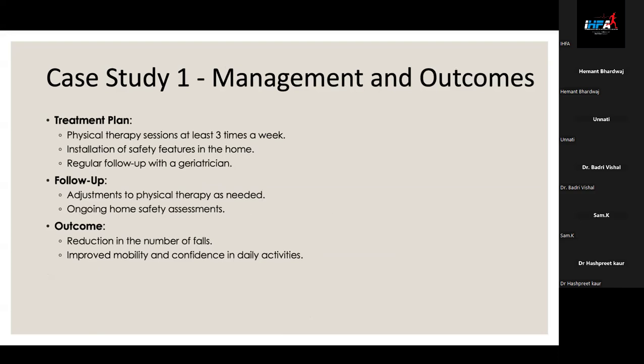With the treatment plan, the physical therapy sessions lasted at least 3 times a week, and installation of the safety features at home was done immediately, within 1 week of the assessment. A regular follow-up with the geriatrician was suggested for the patient.